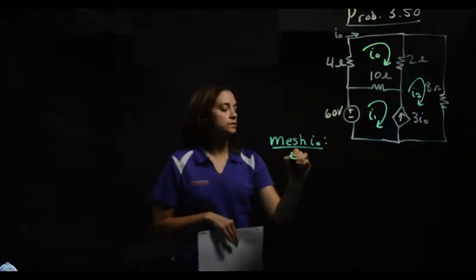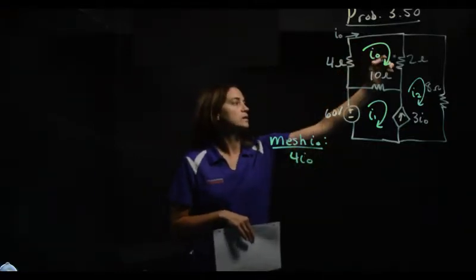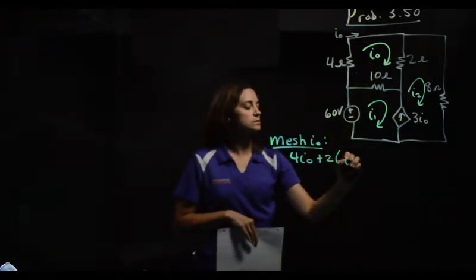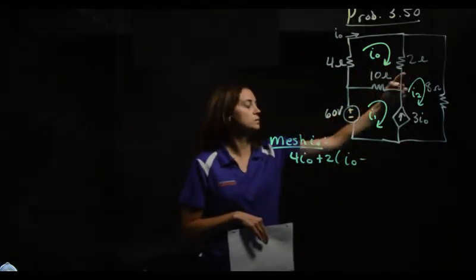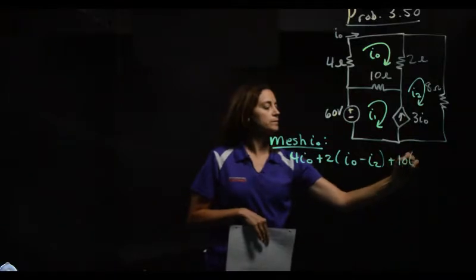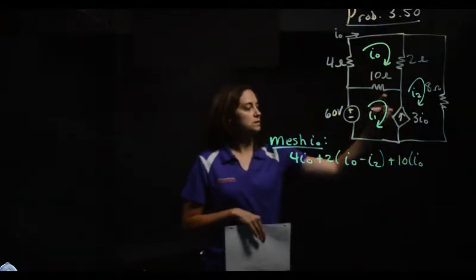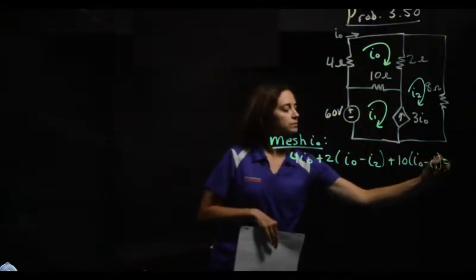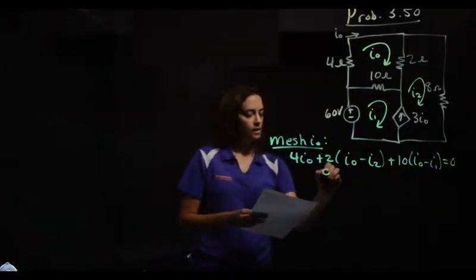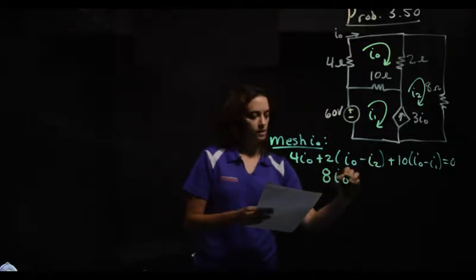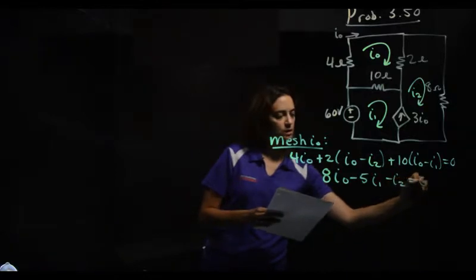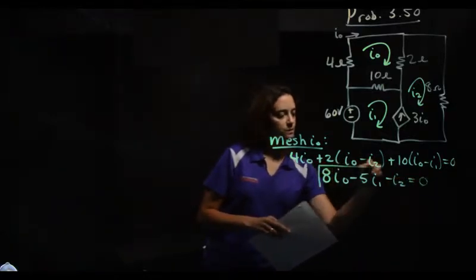I have 4 I0 plus 2 times, I'm writing for I0, so I0 minus I2, plus 10 times I0 minus I1, equals 0. I'm going to go ahead and combine like terms for that, and I'll get 8 I0 minus 5 I1 minus I2 equals 0. Let's box that in.